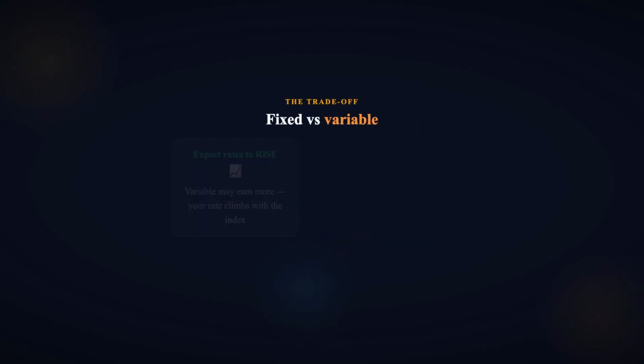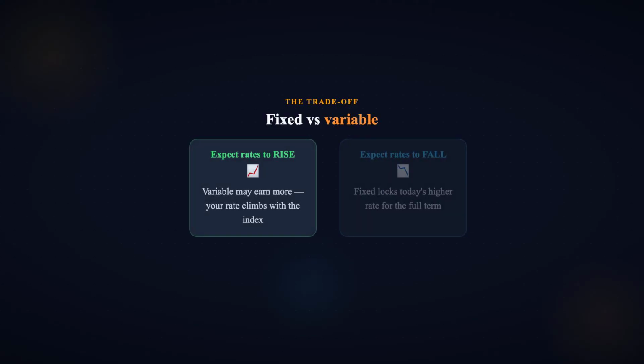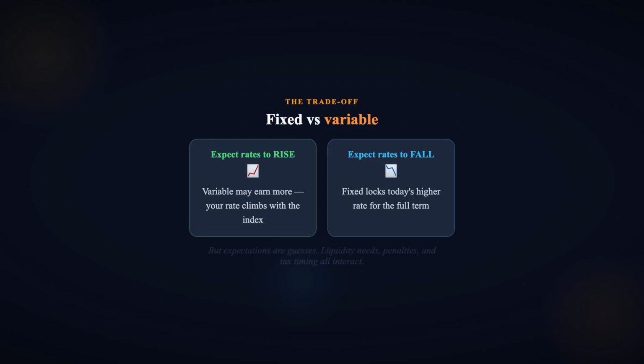So when should you choose variable and when should you choose fixed? Here is a framework, not a rule. If you expect interest rates to rise, a variable rate may serve you better. Your rate will climb with the index, and you will earn more interest than if you had locked a lower fixed rate at the start. If you expect interest rates to fall, a fixed rate may serve you better. You lock in today's higher rate, and you keep earning it even as the market drops.